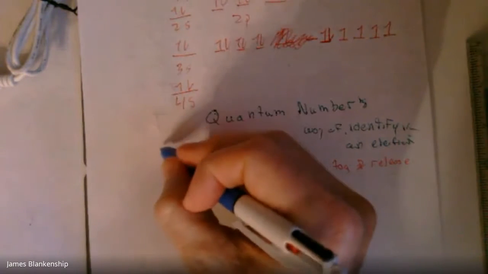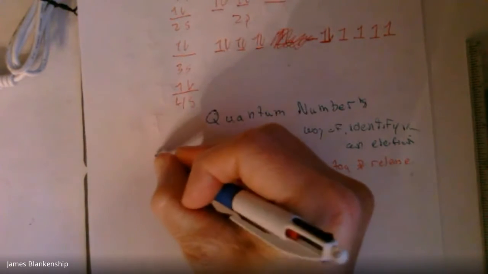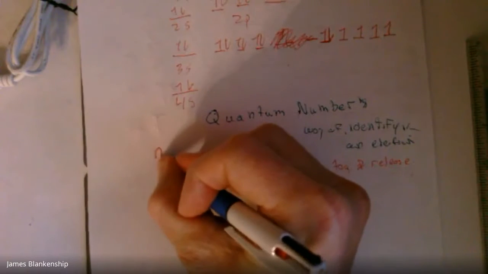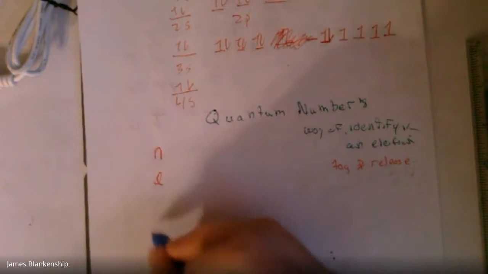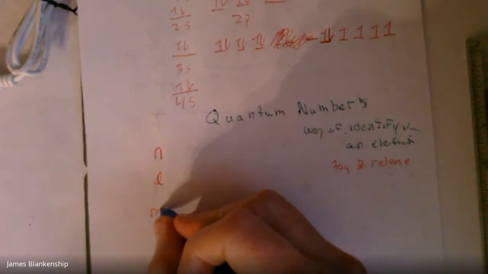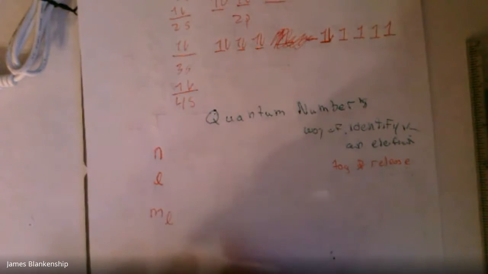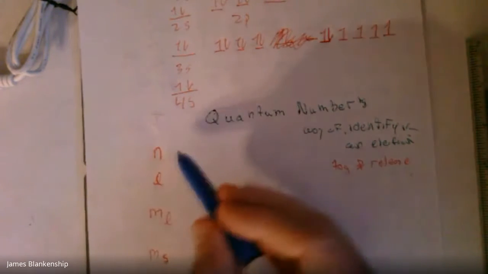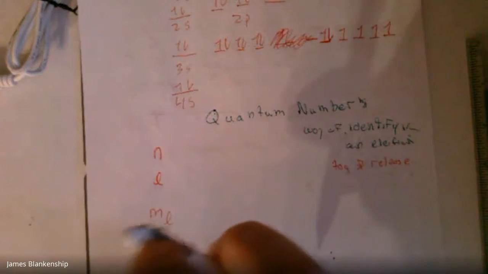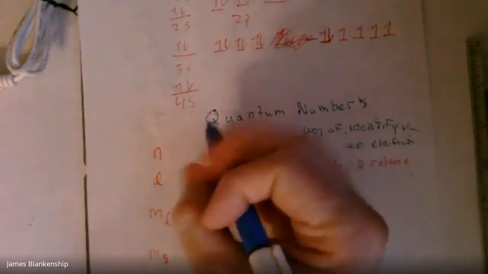And our quantum numbers come down to a series. We have an N, we have an L, we have an M sub L, and then we have an M sub S. Now our N is related to our energy level.